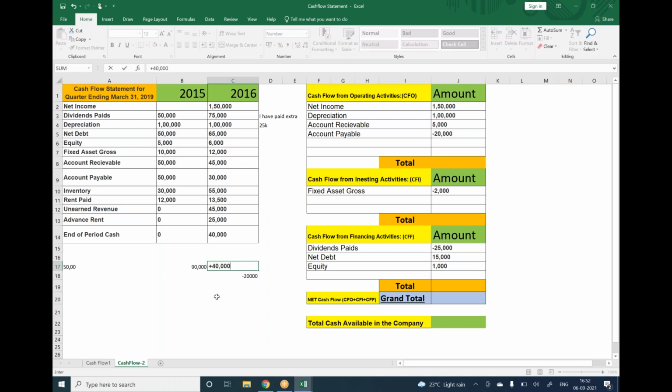So sometimes account receivable or account payable can be negative or positive depending upon the logic behind it. So don't assume all account payable are negative or all account receivable are negative. It depends from last year to this year whether it has increased or decreased. So you should keep that in mind. Rent paid, where should it go?